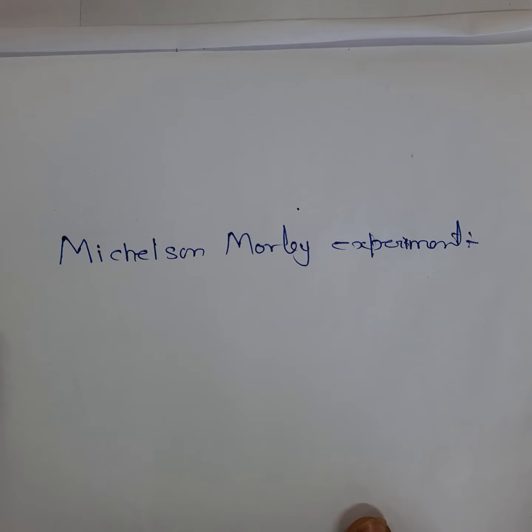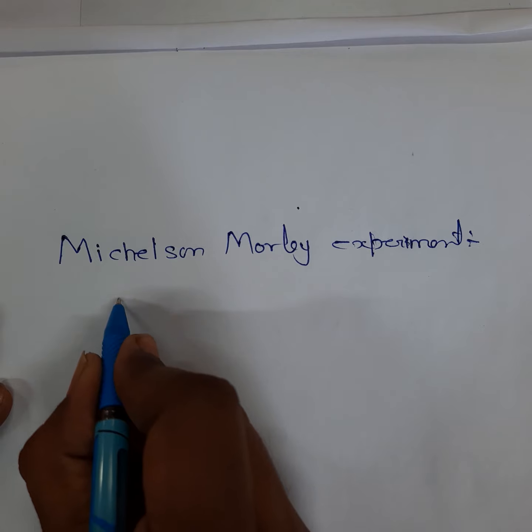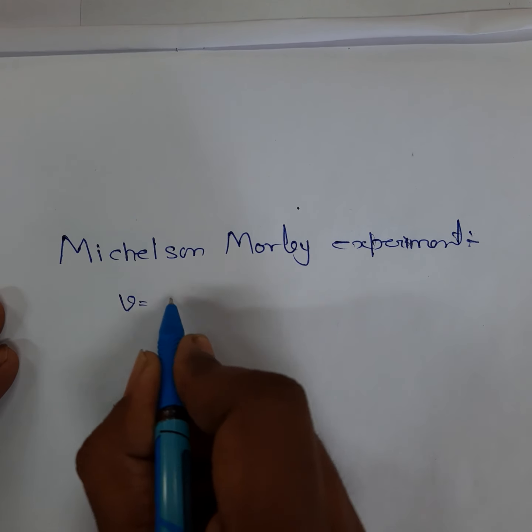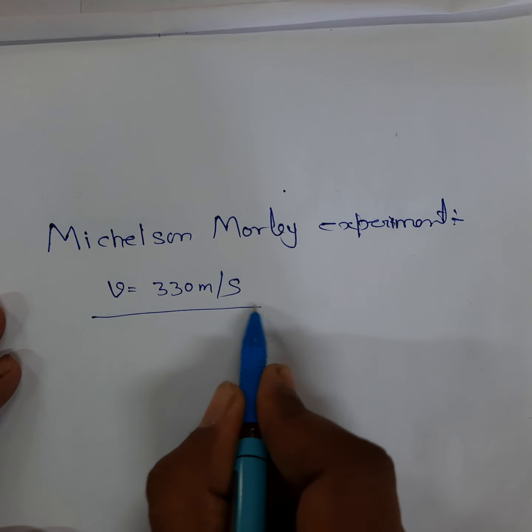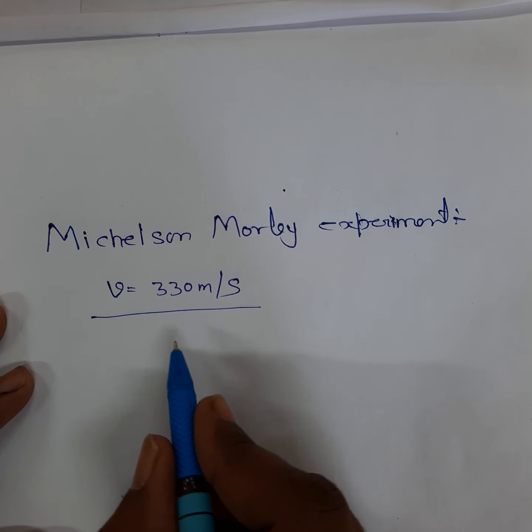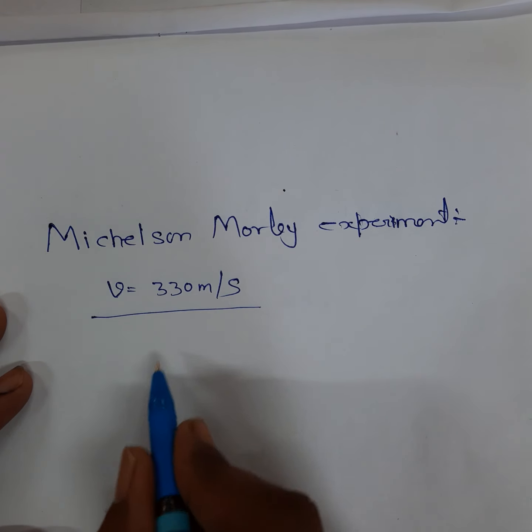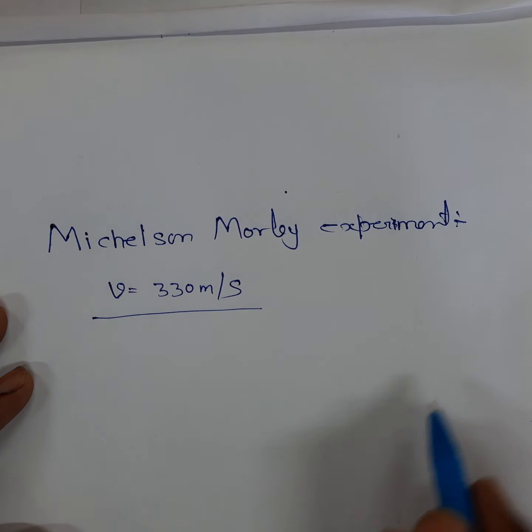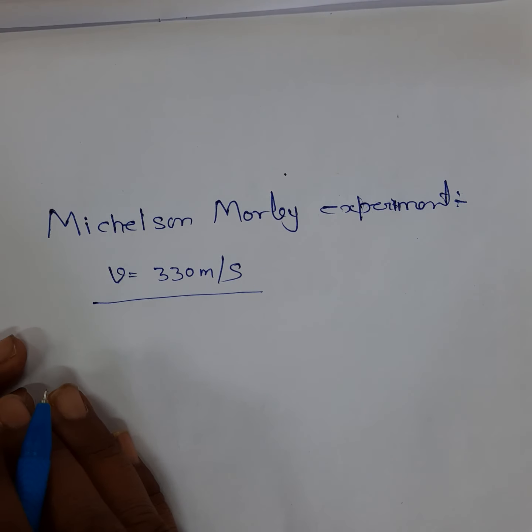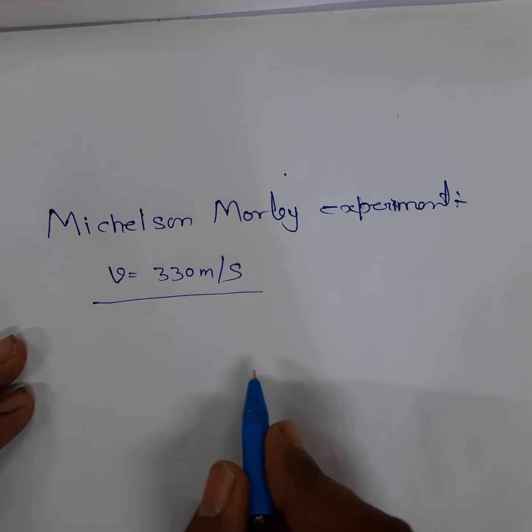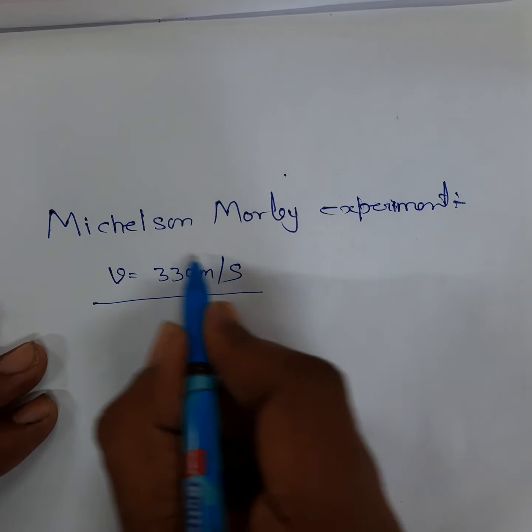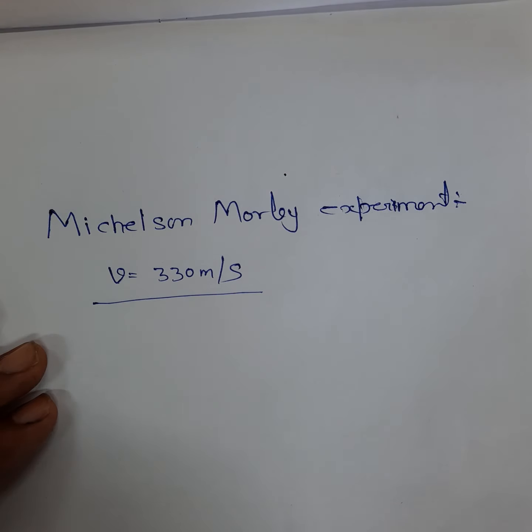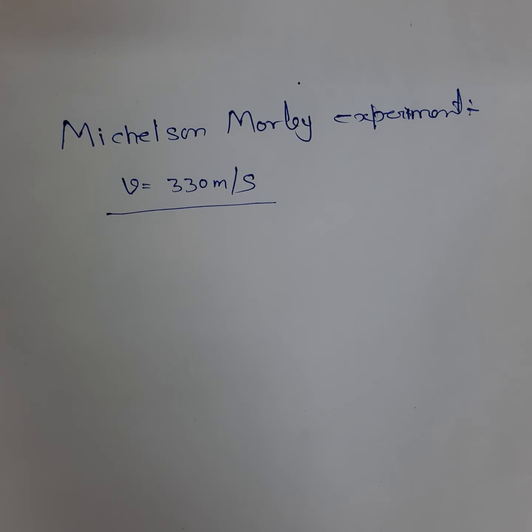Today we will discuss the Michelson-Morley experiment. As you know, the velocity of sound is v equal to 330 meter per second in air, but this velocity is relative. Suppose you are in a train, then this velocity is with respect to the medium inside the train, but if you are on the ground, then this velocity is with respect to the ground. It means this velocity is relative to the medium in which it is produced.